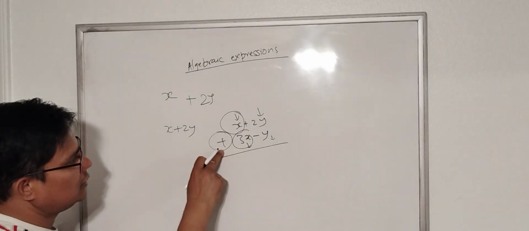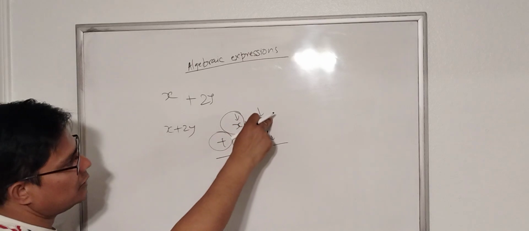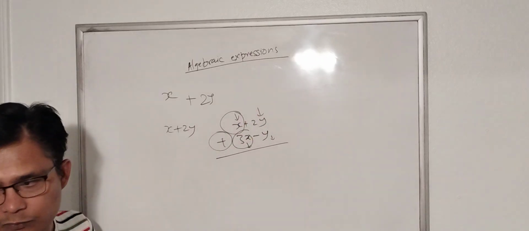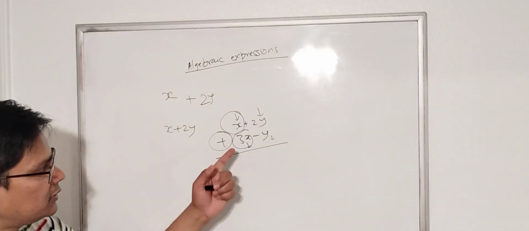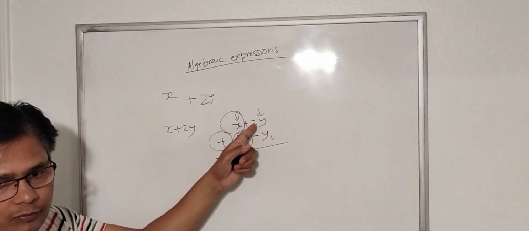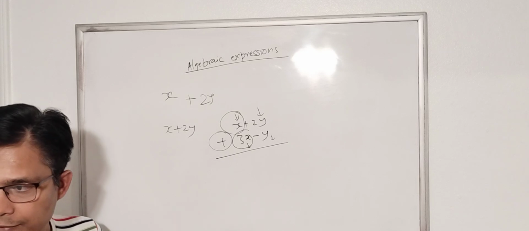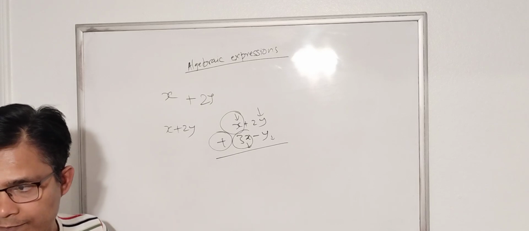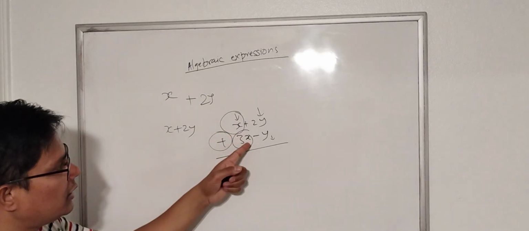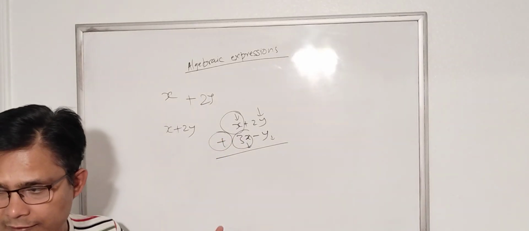So here you have to sum, so x and 3x. Here you have to sum 2y and minus 1y. So you have to just make sure you are summing x to x, y to y. You cannot sum x and y. If you sum x and y, it will remain x plus y, okay. But here you have to find out what terms have the same variable.